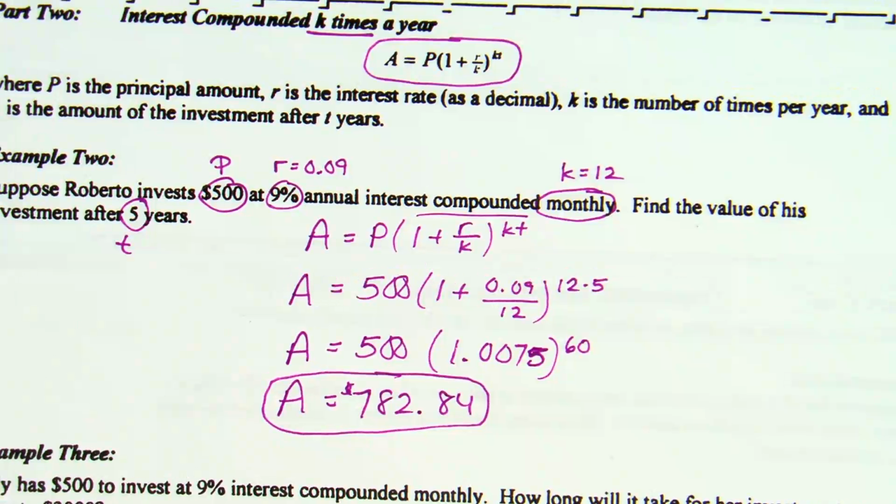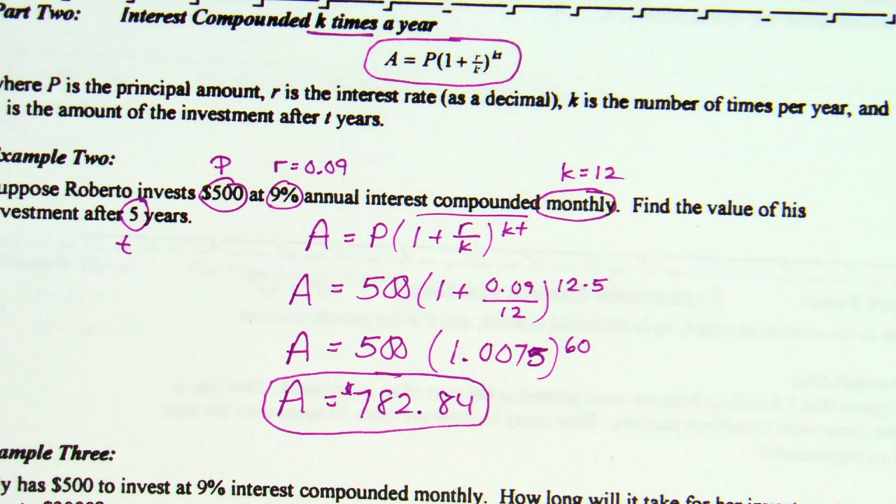Okay, let's look at example 3 then. Judy has $500 to invest at 9% interest compounded monthly. How long will it take for her investment to grow to $3,000? What's different about this one? We're given A, but not T. Yeah, we're given A this time instead of finding A. The middle school version of these problems, you were almost always finding A. Now we have to find T. And this is where we are in the high school level problems now.